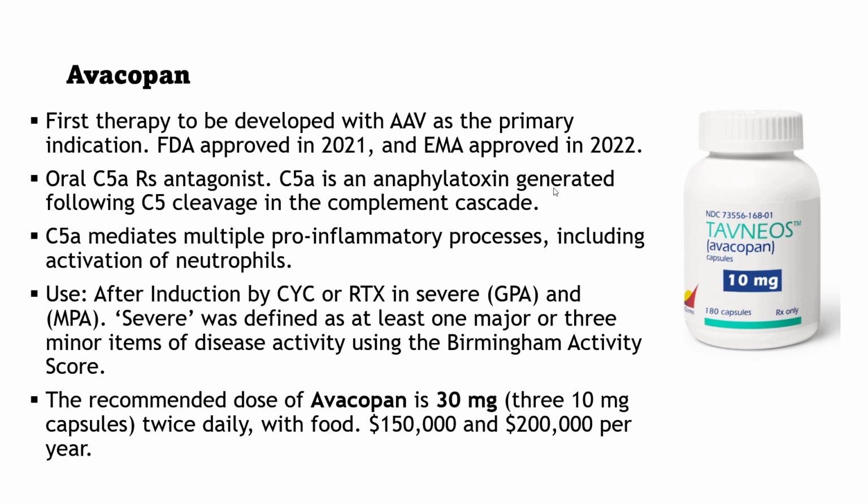We tested Avacopan after induction by cyclophosphamide or rituximab in severe granulomatosis with polyangiitis or microscopic polyangiitis in the ADVOCATE trial. Severe was defined as at least one major or three minor items of disease activity using the Birmingham Vasculitis Activity Score. The recommended dose of Avacopan is 30 mg, that means three 10 milligram capsules of Tavneos twice daily, and you can take it with food, but the annual cost is quite high.